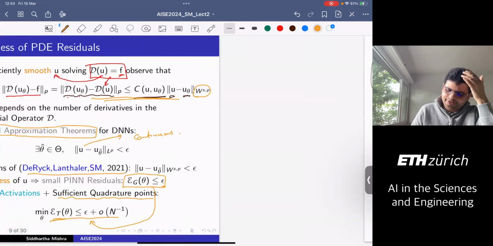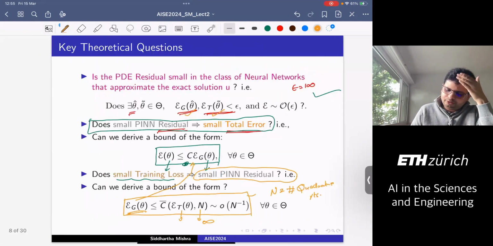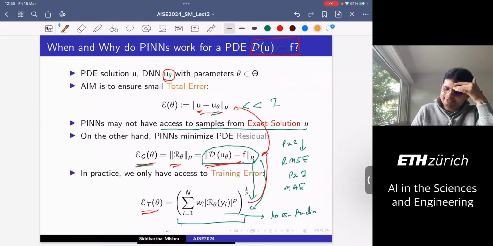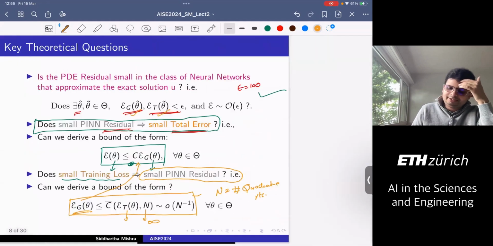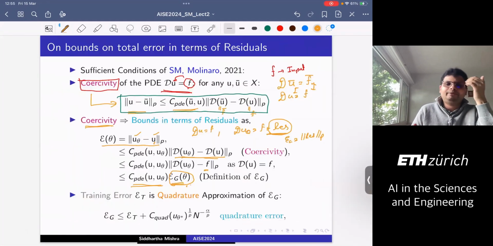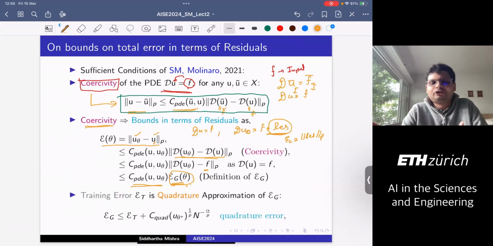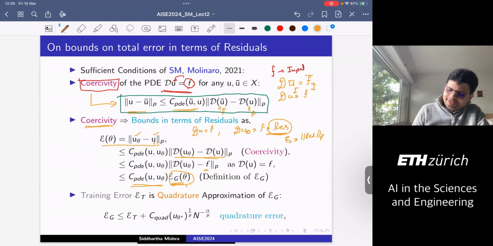The quadrature, which is here. So we don't have access to the residual, we only have access to the quadrature. But again, there is a relationship between them, because this is numerical analysis. You have a function and you integrate it exactly, or you integrate it approximately. So how close is the error? This is essentially what is called a quadrature error. This is done in traditional numerical analysis.